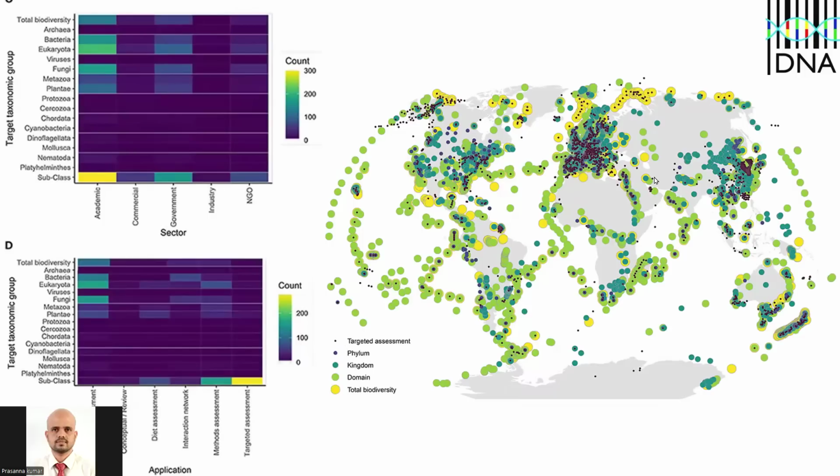Wherever you see a dot, they have sampled 1 liter of seawater and they went for it. So the yellow color actually indicates the total biodiversity. The green color indicates a domain-specific identification of biological system in the marine ecosystem. Blue color indicates the kingdom level, and phylum level is in purple color, and black color is actually targeted assessment.